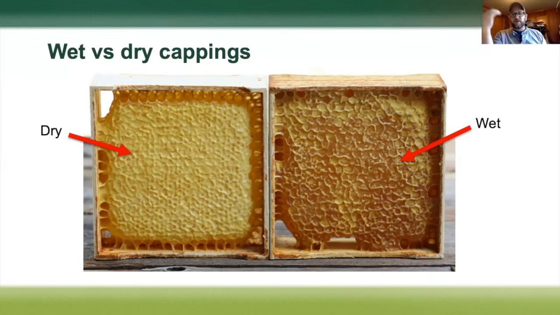But for the most part, she won't go much beyond that second deep or that fourth medium, depending on what you're using as far as equipment. And that's all that's going to be stored in those top supers is honey. So this is what you're going to see there.